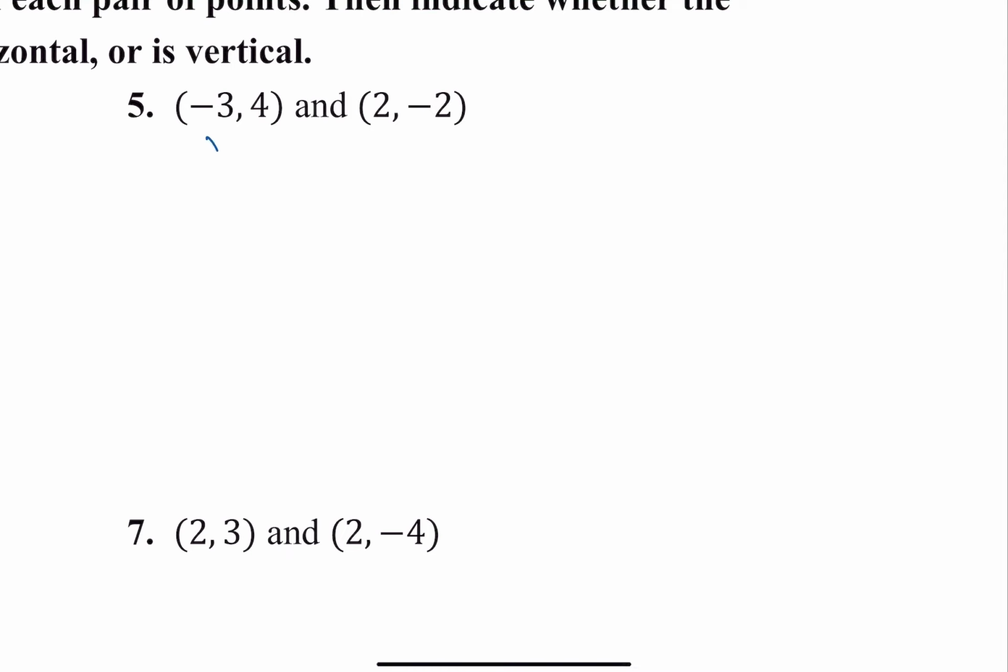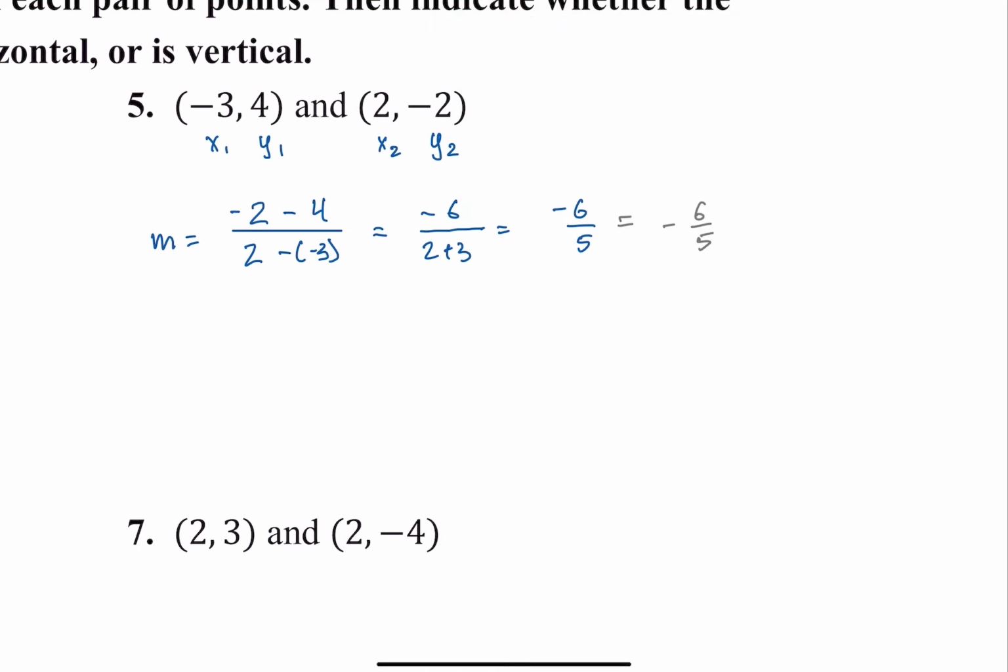So labeling this is my x1 and this is my y1, and 2 is my x2 and -2 is my y2. I find the slope here is going to be -2 minus 4. And then in the denominator, it's going to be 2 minus -3. So this is going to be -6 over, let's see, this is going to be 2 plus 3. So we end up with -6 over 5. Now, it's worthwhile to mention right here that you might also see that negative in front, or you might also see that negative in the denominator. Those are all equivalent fractions.